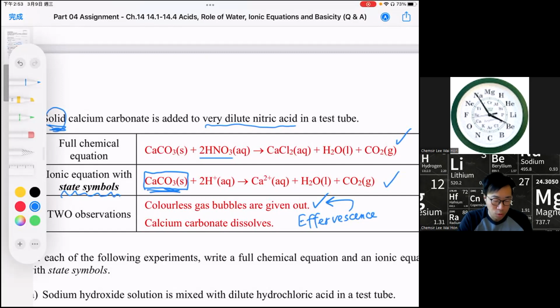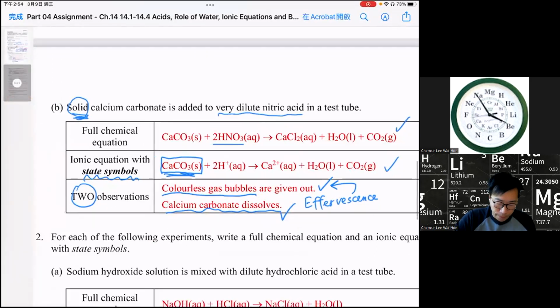So if you are asked to write 2 observations, don't forget that as long as the reaction involves a solid reactant, the solid will dissolve. So this is the second observation. Effervescence is not suggested to be written as the observation. Instead, I always recommend you to write colorless gas bubbles.